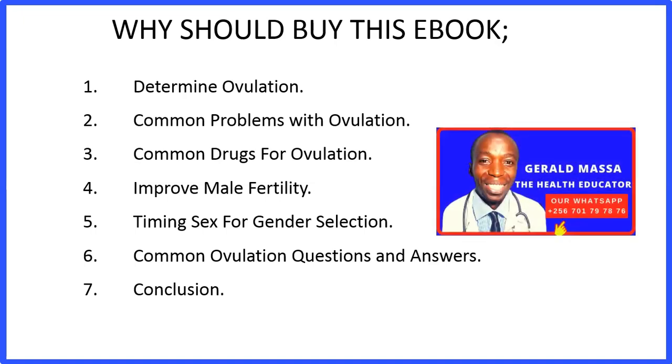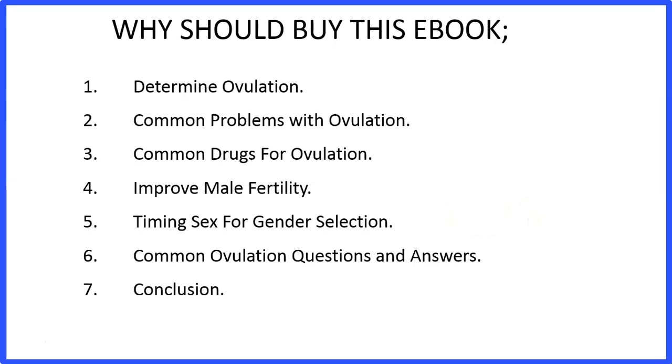When you get this ebook, you'll be able to determine ovulation. You will understand the common problems with ovulation and the common drugs for ovulation. You'll also be able to improve male fertility, because you may be thinking that you have issues when maybe your partner has issues with low sperm count or poor sperm quality. I talk about all this in this ebook, and you'll also be able to time sex for gender selection.